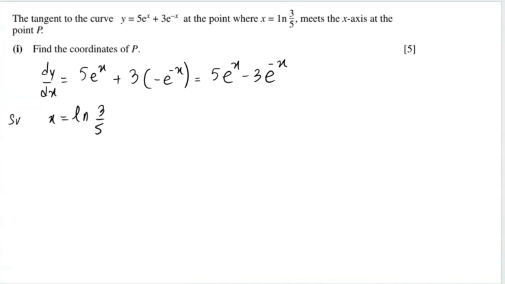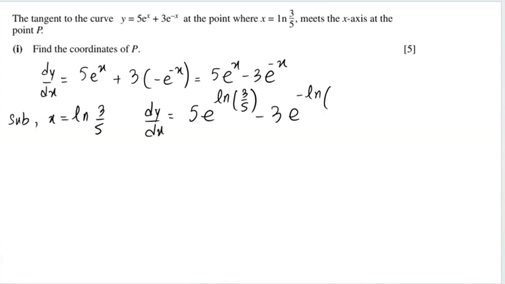So you can say sub, and this will give you dy over dx will be now 5e to the power natural log of 3 over 5 and minus 3e to the power a negative natural log of 3 over 5. Now, this is a very important trick you can learn. I mean, it's a rule as well. e to the power natural log of any function is just that function. You can check this, try this with different values. So let's apply that idea.